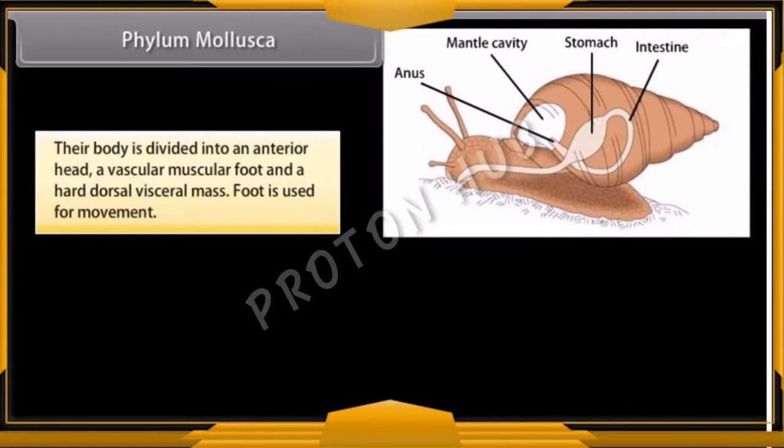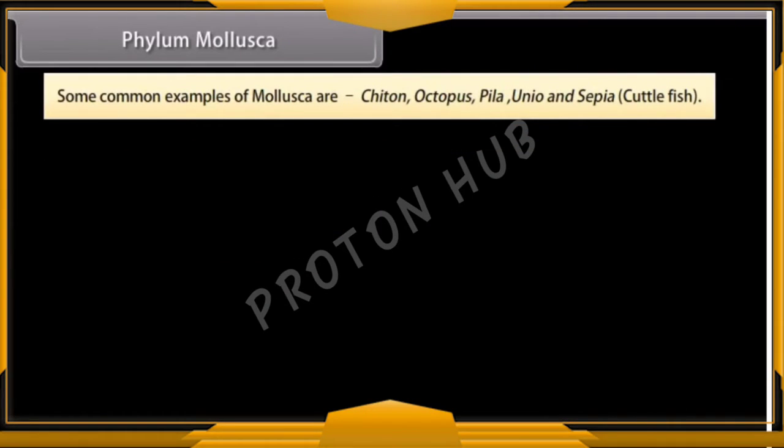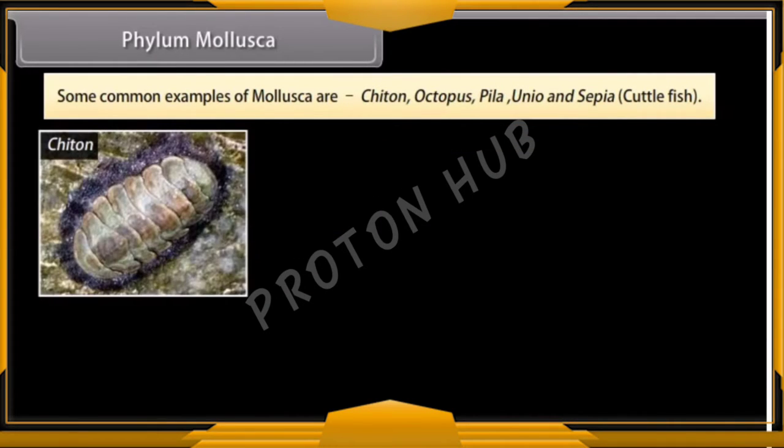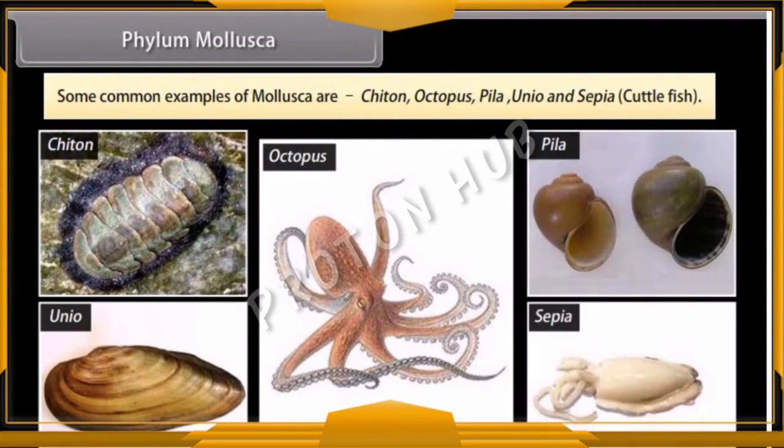Their body is divided into an anterior head, a vascular muscular foot, and a hard dorsal visceral mass. Foot is used for movement. The entire body of mollusca is covered by a fold of thin skin called mantle. This mantle secretes a hard calcareous shell of one or more pieces. Some common examples of mollusca are chiton, octopus, pila, unio, and sepia, cuttlefish.